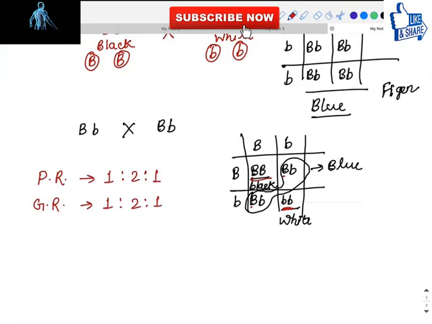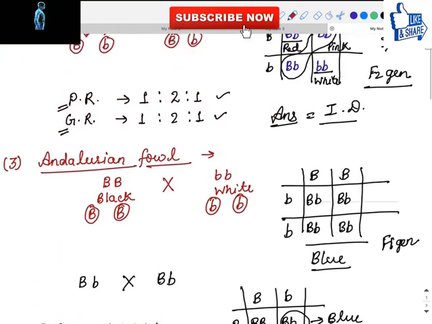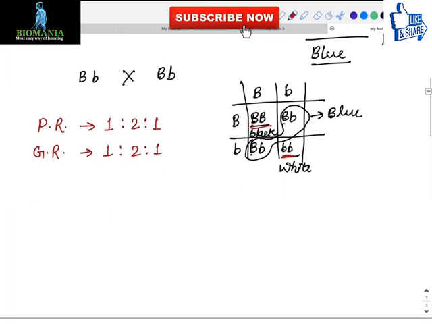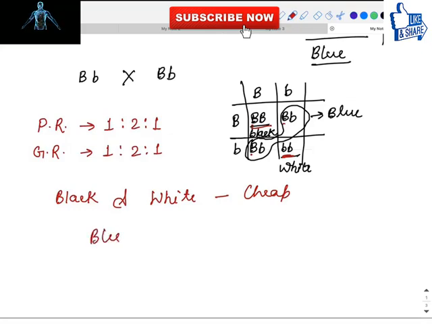Now I am going to tell you an interesting fact here, about those people who do poultry farming of these birds and what mistakes they make. The black fowl and the white fowl are sold at a very cheap price, at a very low price, and the bird which is blue is sold at a very high price.